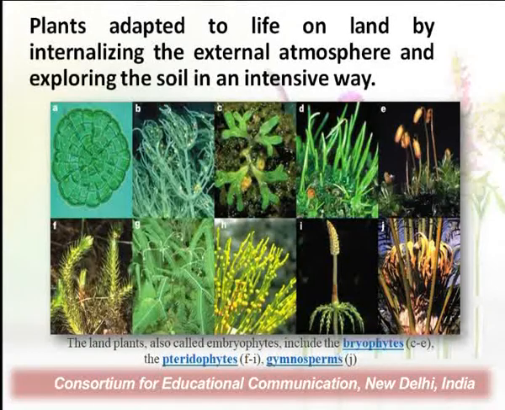So, when plants ventured onto the terrestrial habit, they adapted to life on land by internalizing the external atmosphere, and they explored the soil in a much more intensive manner. They developed certain features which could help them succeed in a much better way than in their aquatic ecosystem. One of the features of such adaptations was the formation of roots and rhizoids.